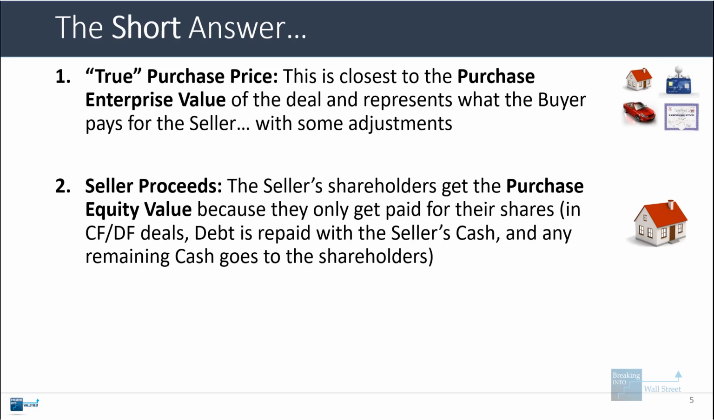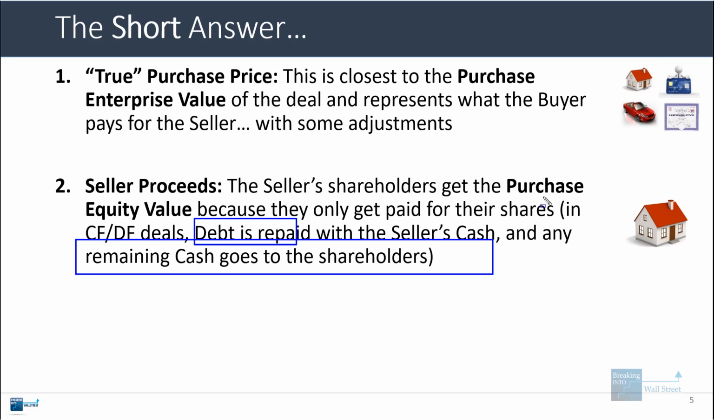The seller's shareholders get the purchase equity value because they only get paid for the shares that they hold. And even if it's something like a cash-free, debt-free deal that's based on purchase enterprise value, the debt gets repaid with the seller's cash, and any remaining cash goes to the shareholders. In other words, you subtract debt and then you add cash to get their proceeds. And so it's exactly the same as the bridge between purchase enterprise value and purchase equity value.